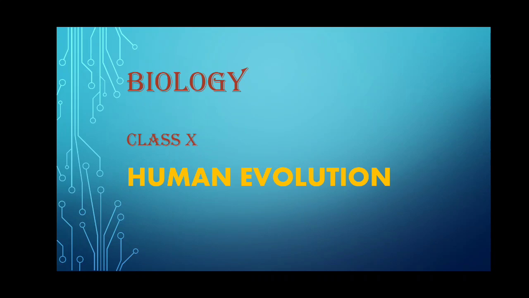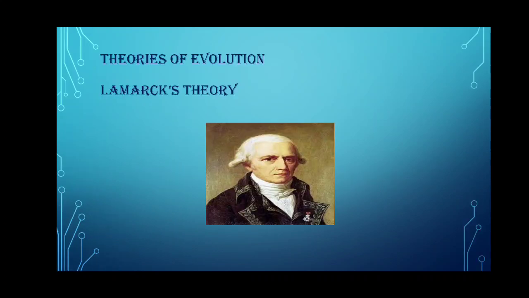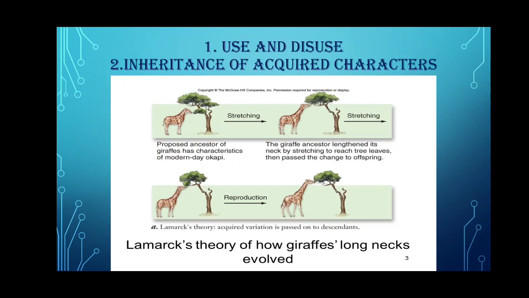To support all this, we have a few theories of evolution. First, we will study in detail Lamarck's theory. Lamarck proposed his idea of evolution on the basis of his studies on the pattern of fossils and matching the organisms to their environment. He explained his findings using the following two principles that were widely accepted at that time. They were the use and disuse of organs and inheritance of acquired characters.